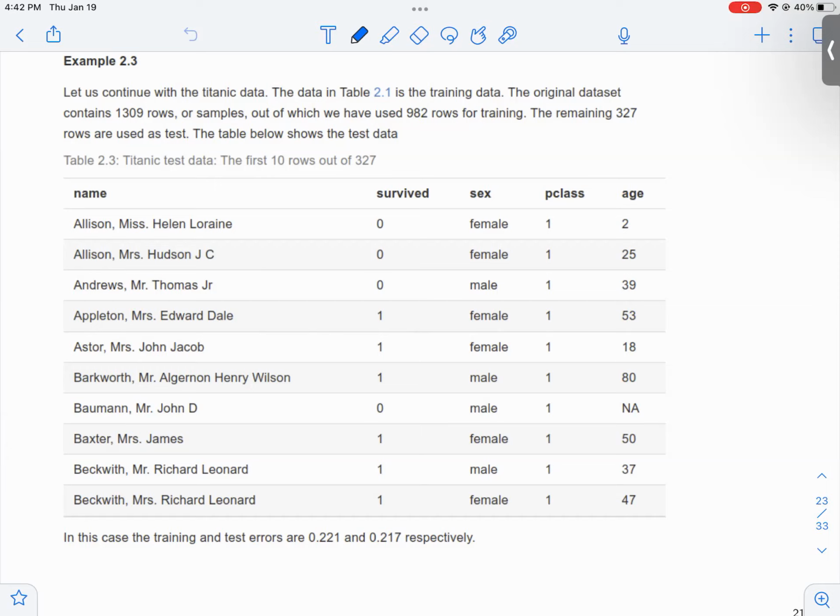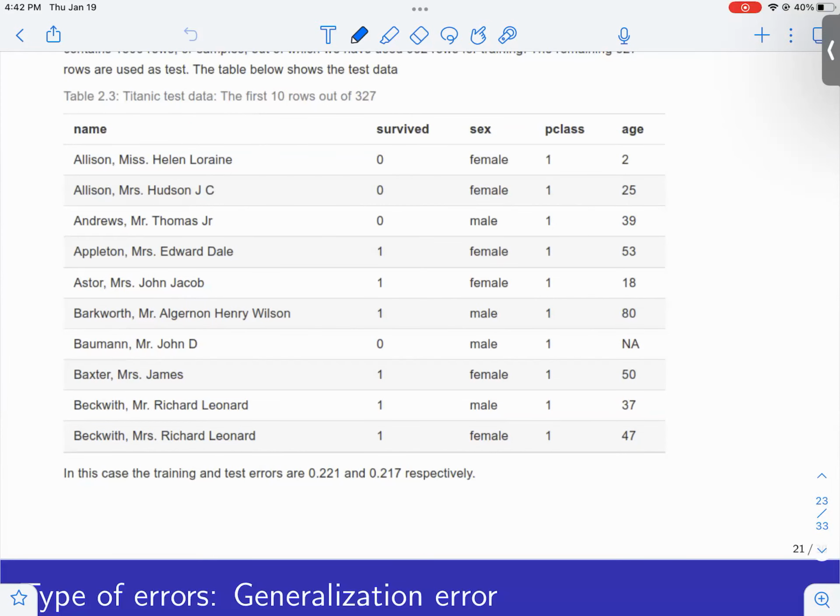And this is very close to the thing that I mentioned from the Oracle, which used actually all of the data, which was 0.22. All of them are very close. So training error, test error, in this case, it's not bad.